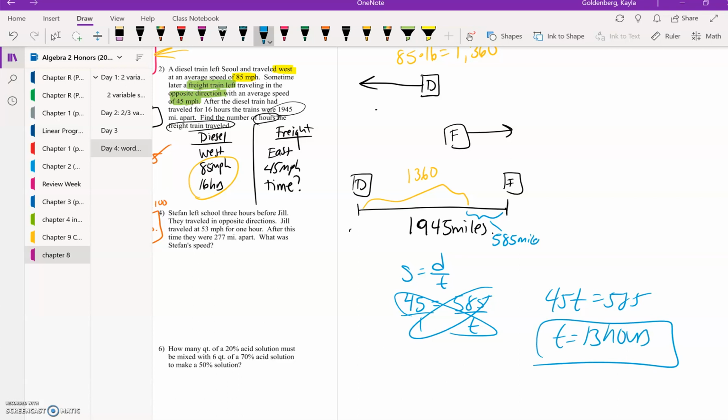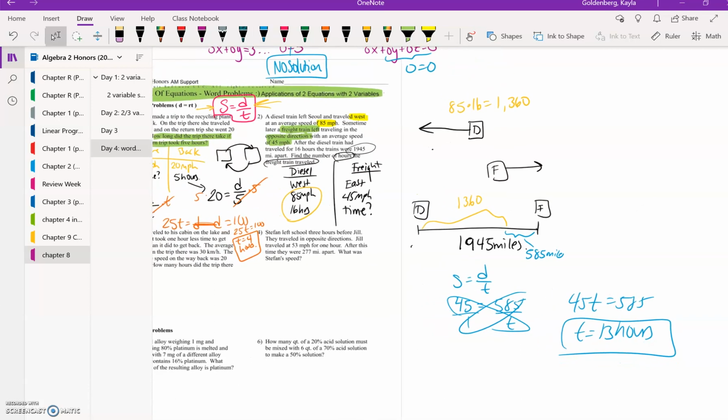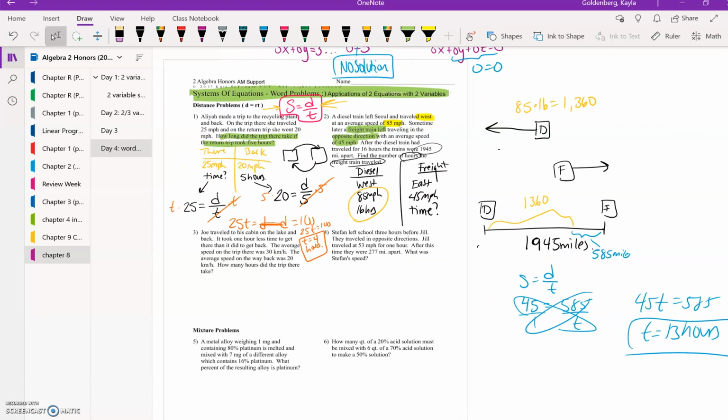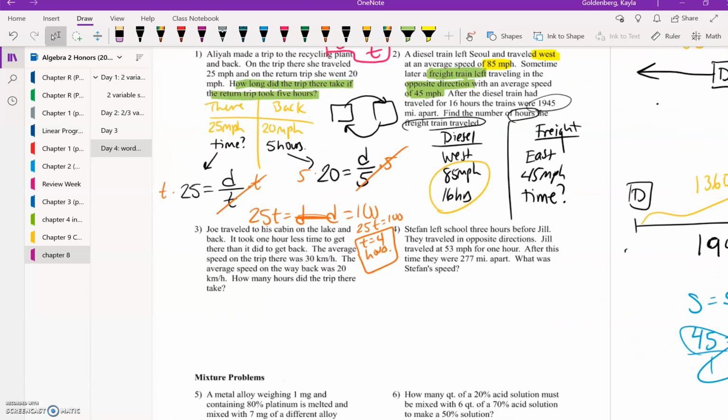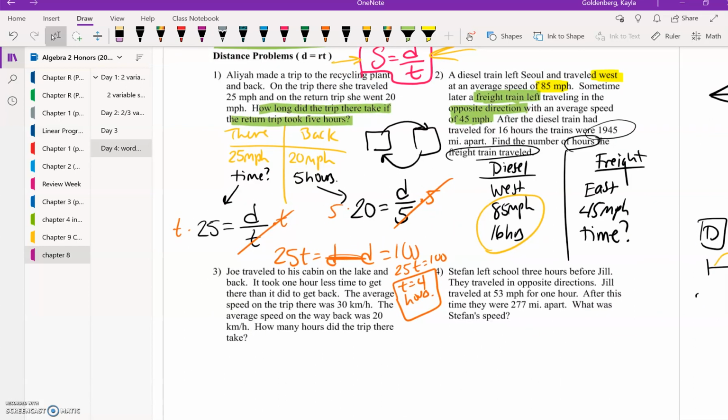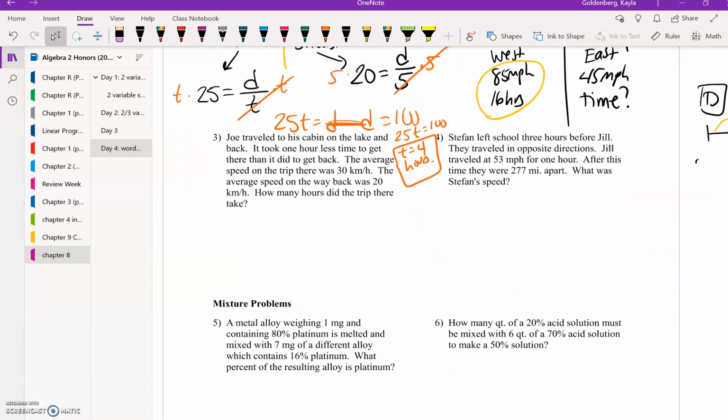Okay, so this one's a little bit hard unless you draw a picture. It's a little bit different than the ones that we've done more in class where you have to just make your list, do your system of equations, and so on. So number 2 is a little harder to do without a visual, I would say. Okay, let's see some more.